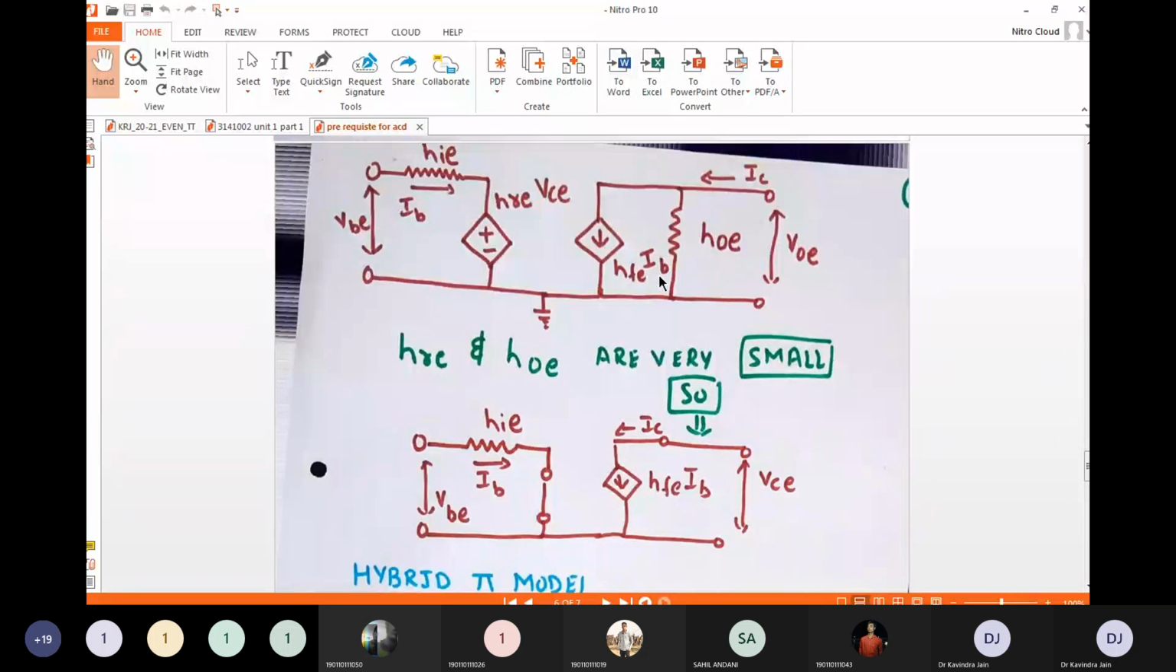These things we have already done in the 3110016 subject, so it's just a repetitive task. Done, sir. Okay.